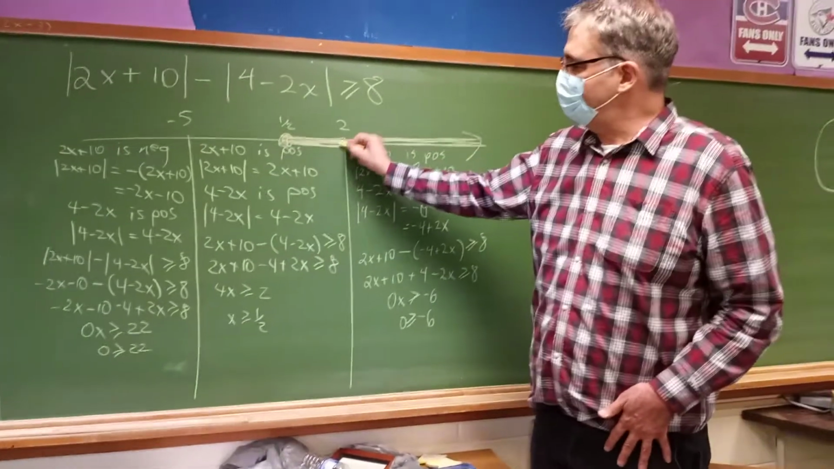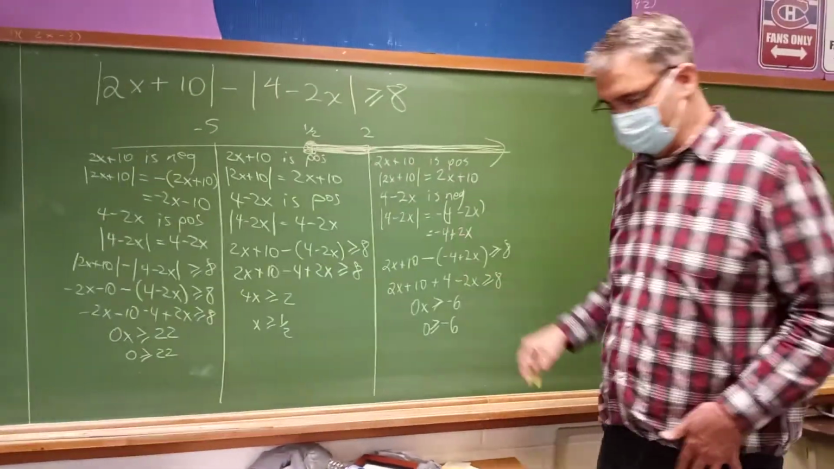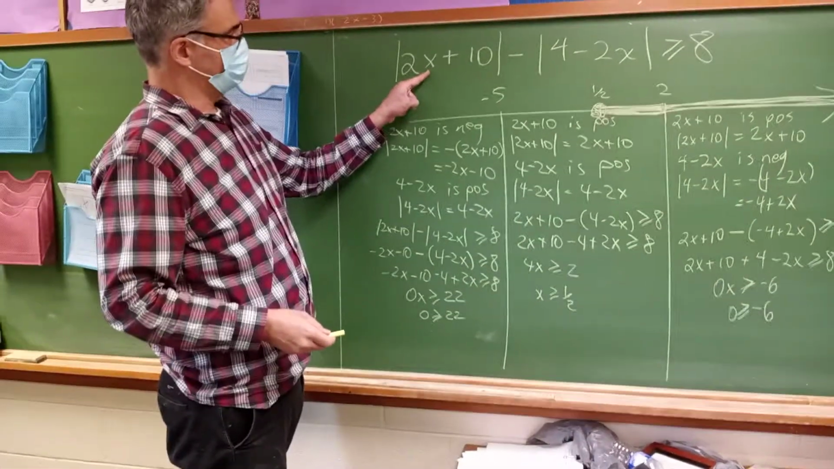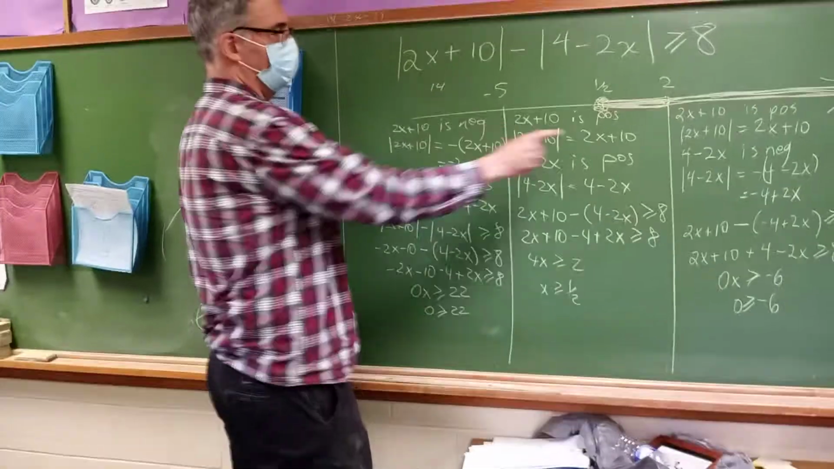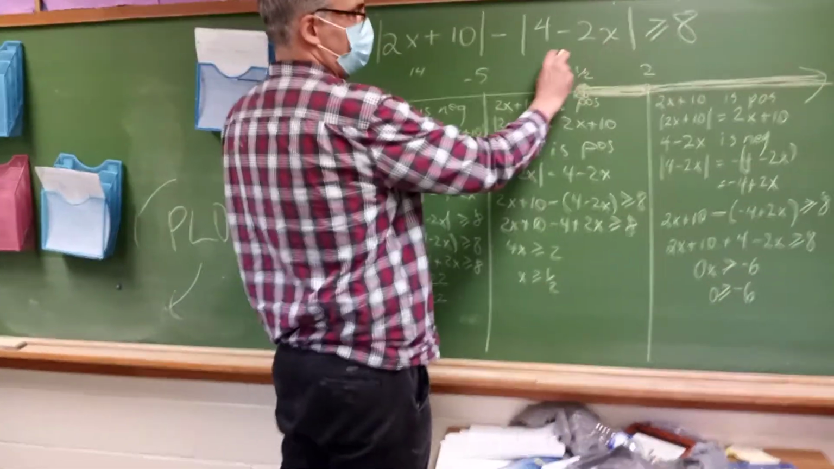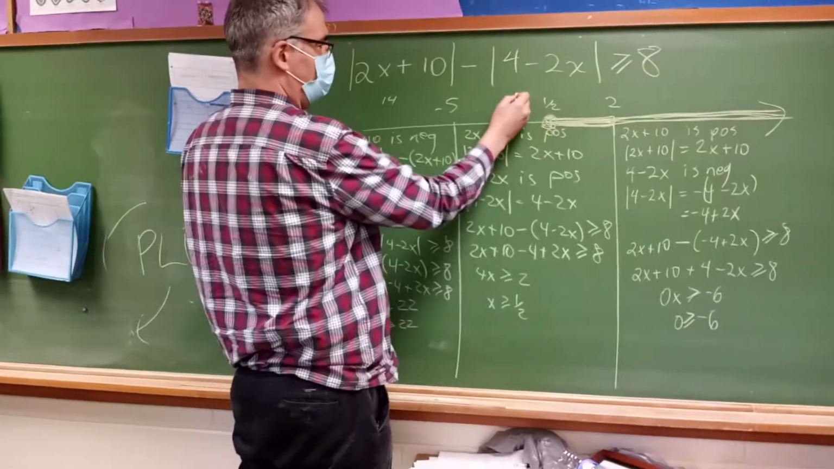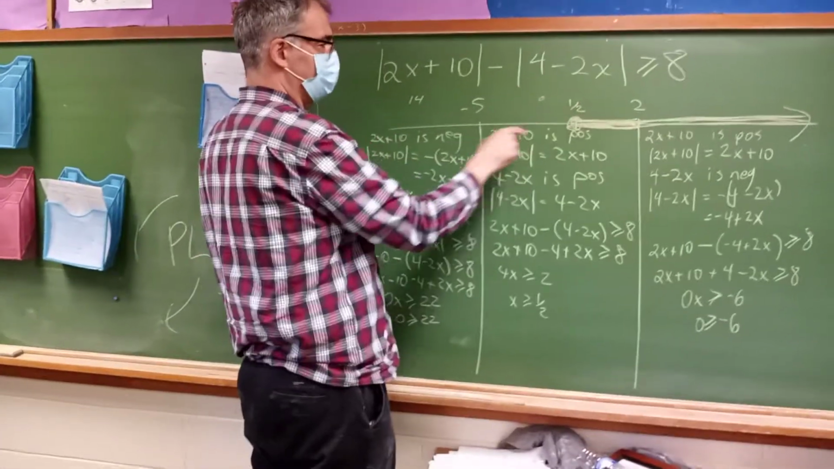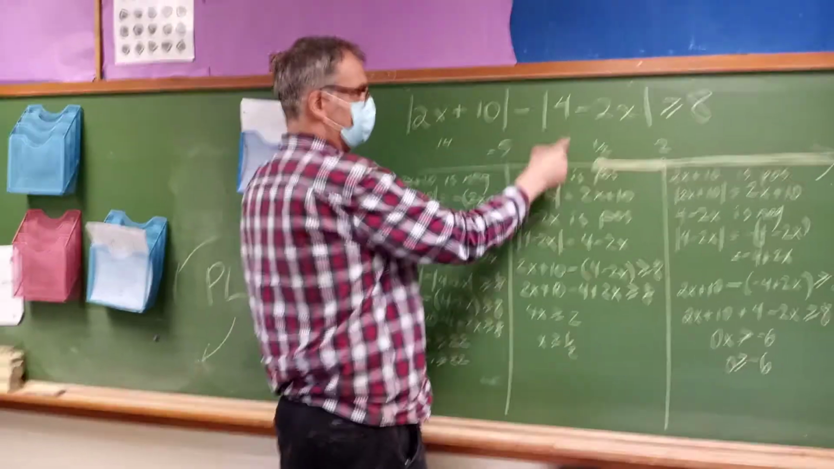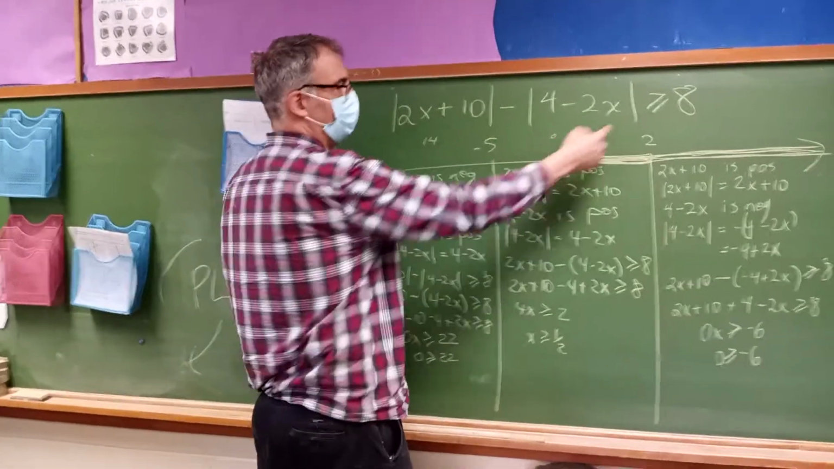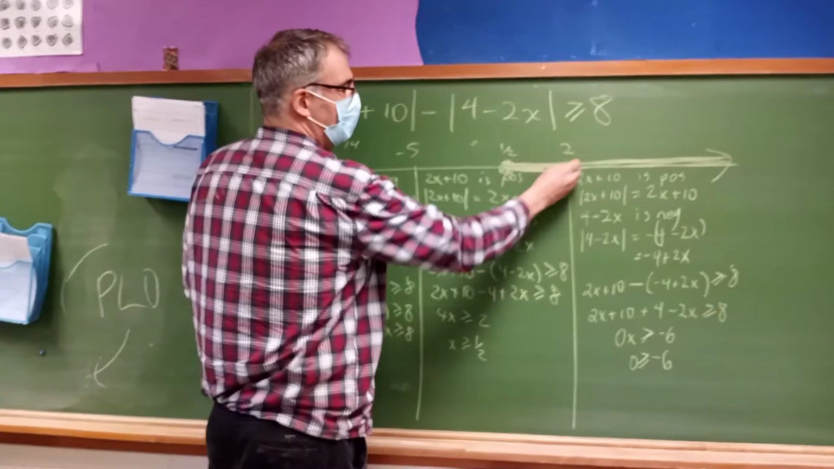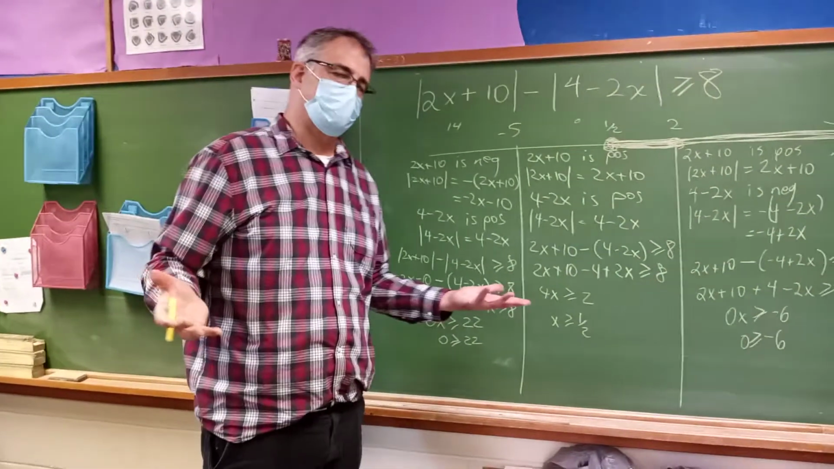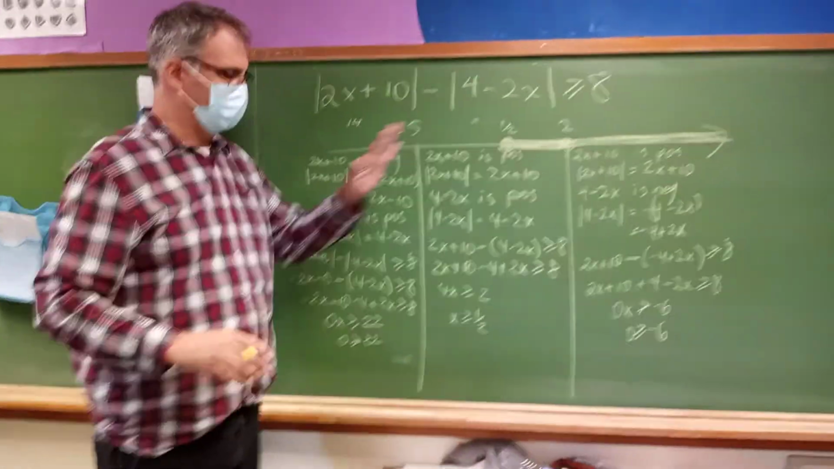If I want, I can test the number 2 and see if that makes it true or not, if I'm not sure. 2 times 2 is 4, 4 plus 10 is 14. 4 minus 2 times 2 would be 4 minus 4, which would be 0. The absolute value of 14 minus the absolute value of 0 would be 14 minus 0, which would be 14. Greater than or equal to 8, true. So if I'm not sure, I color that in. But you don't have to show that on a test. Just if you get it right, that part you get it right.